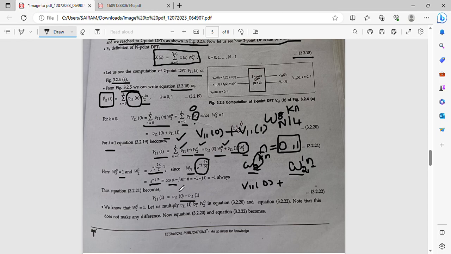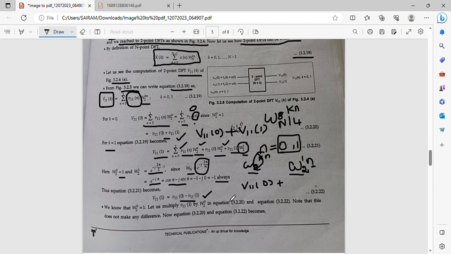So when, which is equal to cos pi minus j sin pi, which is equal to minus 1. So that is omega 2 to the power of 1 is minus 1 always. So therefore I am going to get it as v11 of minus 1. Right? I am going to get it as minus v11 of 1.